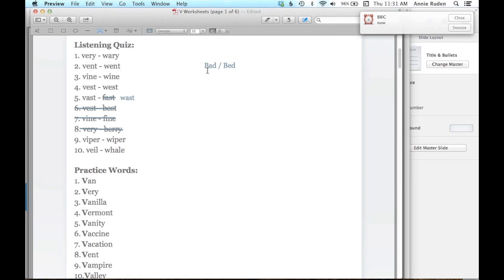Just think, okay, I've got to drop my jaw. And then when it's "bed," think, okay, I don't drop my jaw as much. I'm going to keep my jaw kind of neutral and get that sound.